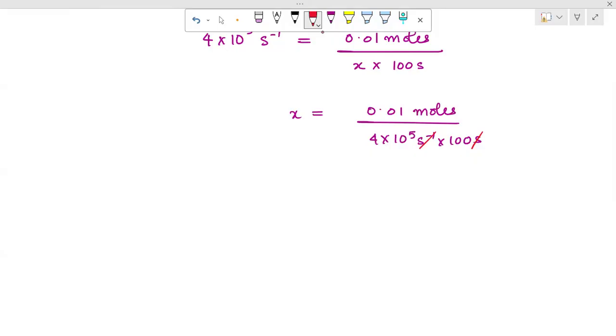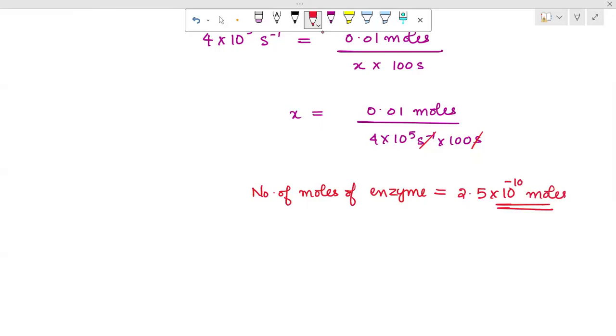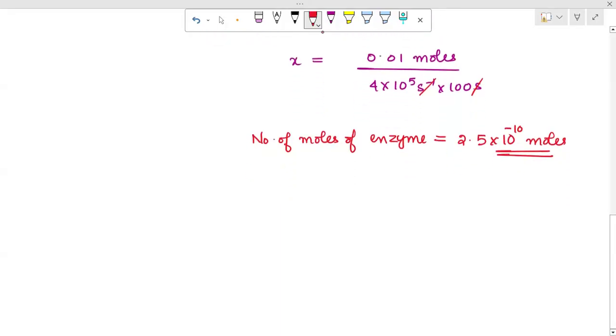So the value that I'm getting for number of moles of enzyme after calculation is 2.5 into 10 to the power minus 10 moles. Let me recalculate. 0.01 divided by 4 into 10 to the power 7, right? Yes. So it is 2.5 into 10 to the power minus 10.